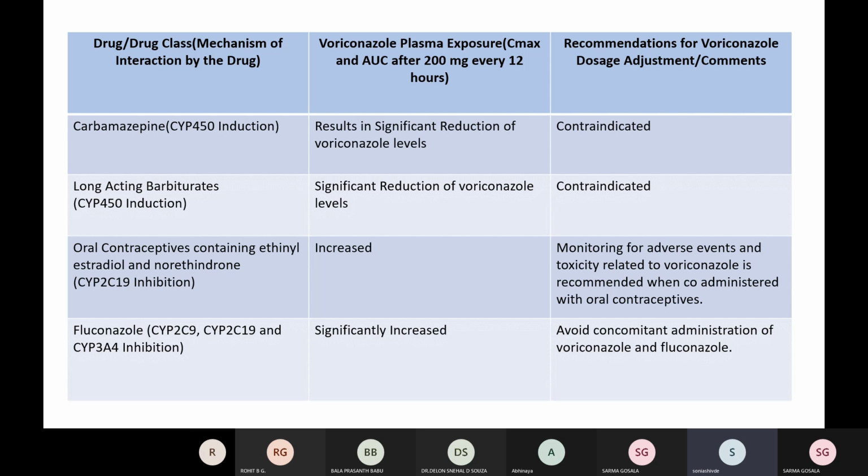Fluconazole, can we give fluconazole along with voriconazole? Well, there is significantly increased concentration of fluconazole and toxicity may result, so avoid concomitant administration of voriconazole and fluconazole. Generally, the spectrum which voriconazole covers is more than that of fluconazole, so there will be less chance that we will be giving two of them together.